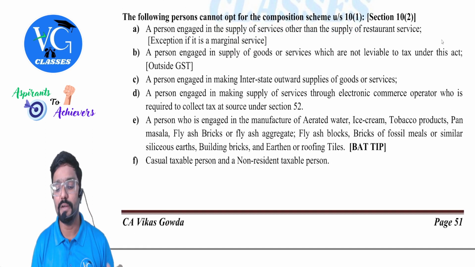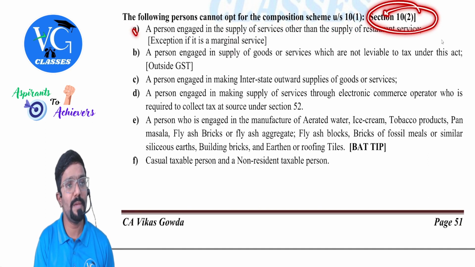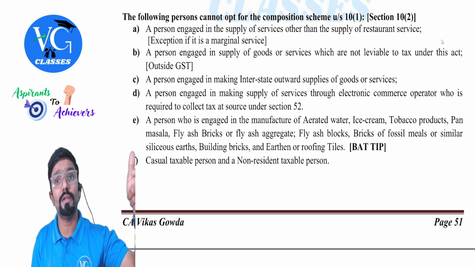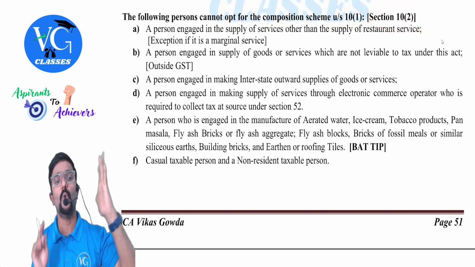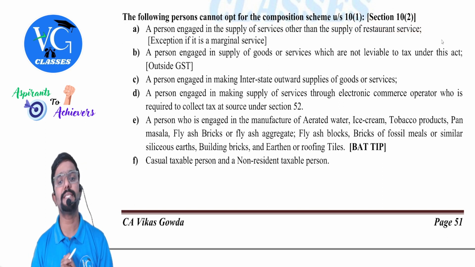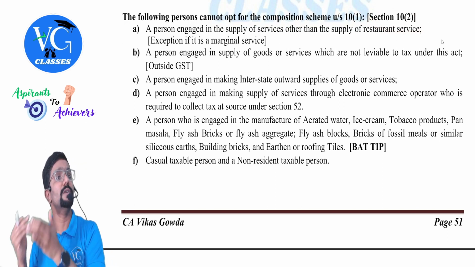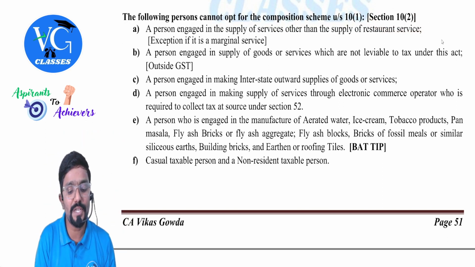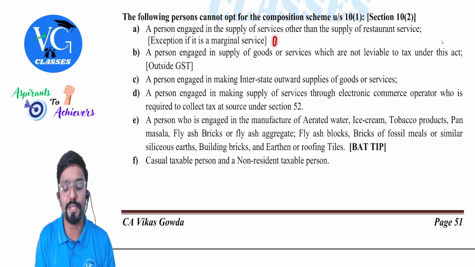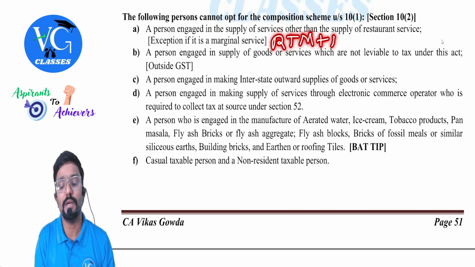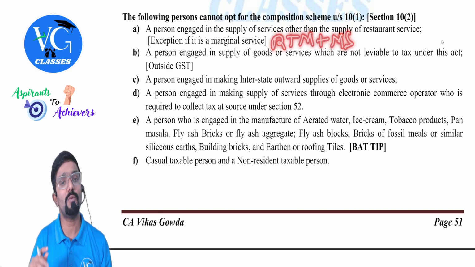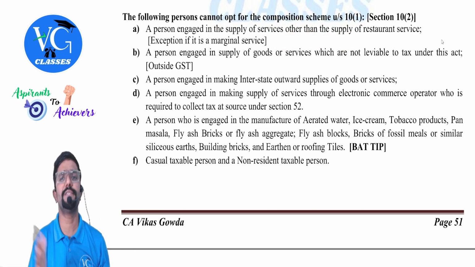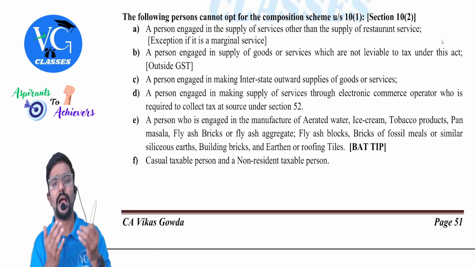Okay, chalo. Let us see. Guys, whatever is given here is in section 10(2). But these people are not eligible for what? 10(1). Who is not eligible for 10(1) is given in 10(2). Who are those? A person engaged in the supply of services other than the supply of restaurant service. Because restaurant service is covered there, but not other service. But the exception is what? Marginal service. Marginal service means you can do RTM along with other service. Sir, what if it is only other service? Then you are not eligible for 10(1). For example, sir, I am providing only audit service, consultancy service, or accounting service. Am I covered under 10(1)?